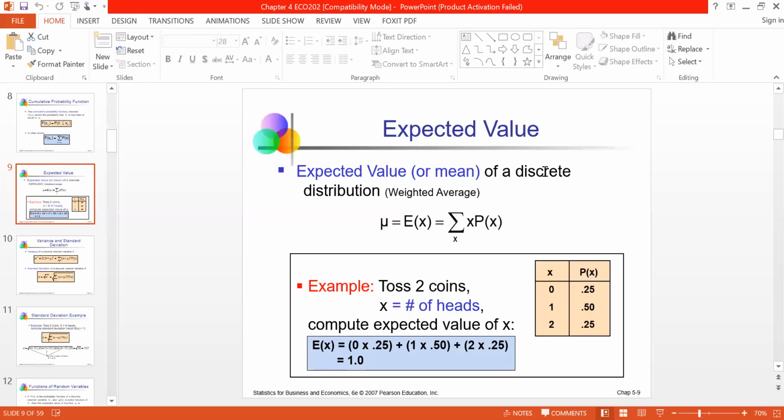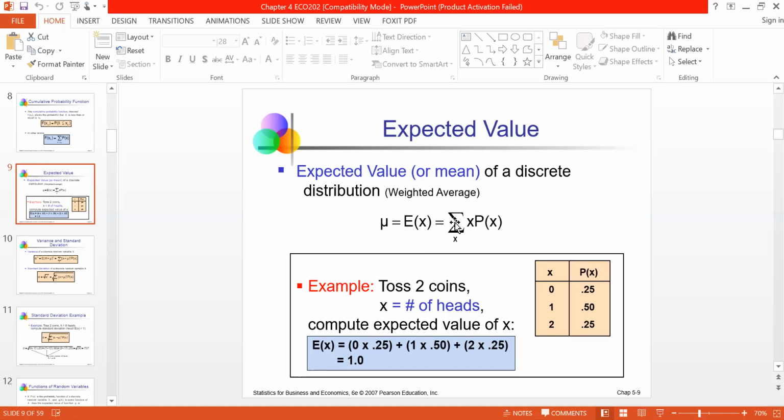Welcome everyone. In this video, we will talk about the expected value, variance, and standard deviation of a discrete random variable. An expected value is basically the mean of the variable. So the other name of expected value is mean, and we will denote it as mu. So mu is equal to expectation of x.